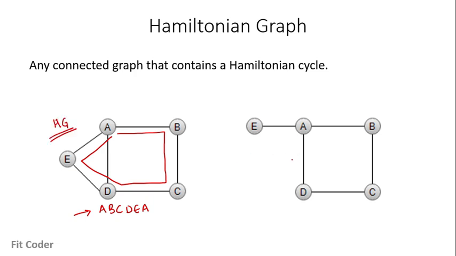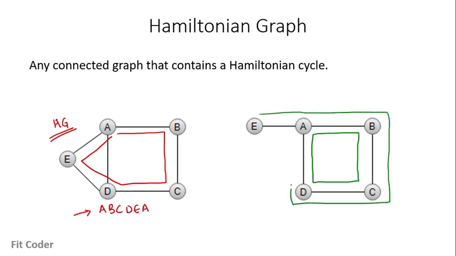But if we take the graph on the right side, if we start the traversal from A, we go to B to C to D and then to A. But then A will be visited twice. So this is not a Hamiltonian cycle. But if we start the traversal from E, A, B, C, D, and A. Here also A will be visited twice. So there is no Hamiltonian cycle here. So this graph is not a Hamiltonian graph.